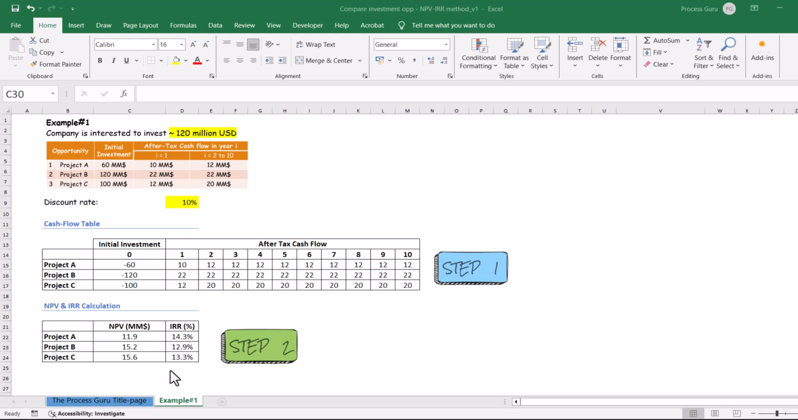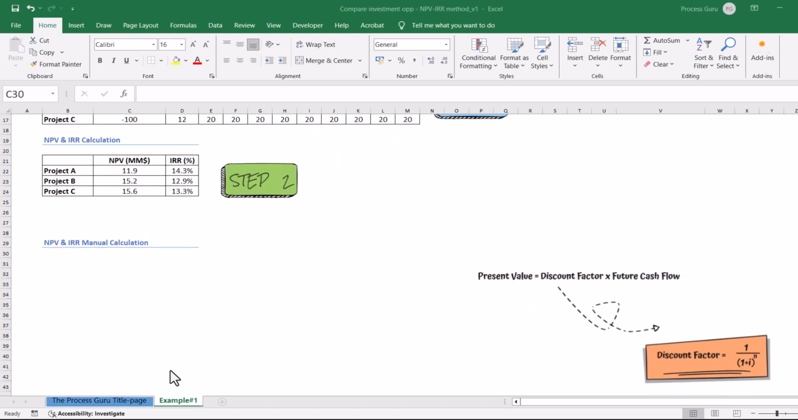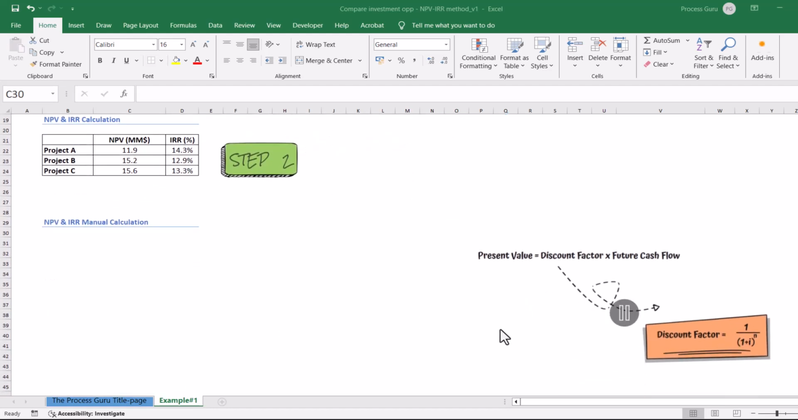Now I want to show you one additional method. It is more manual in nature, using the discount factor. Here we will calculate the present value for each cash flow component by multiplying it with the discount factor. This is the formula for it: 1 divided by (1 plus i) raised to n, where i is your discount rate, in our case 10%, and n is the year of that particular cash flow. So this is what we are going to use here.